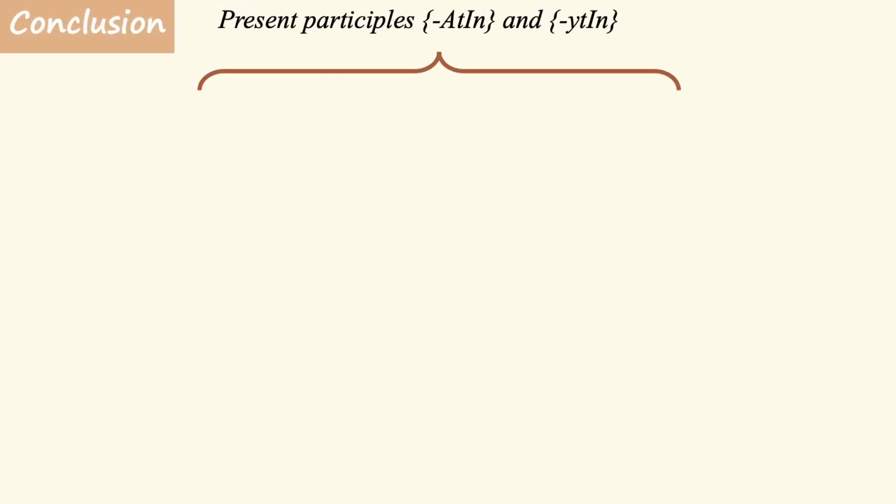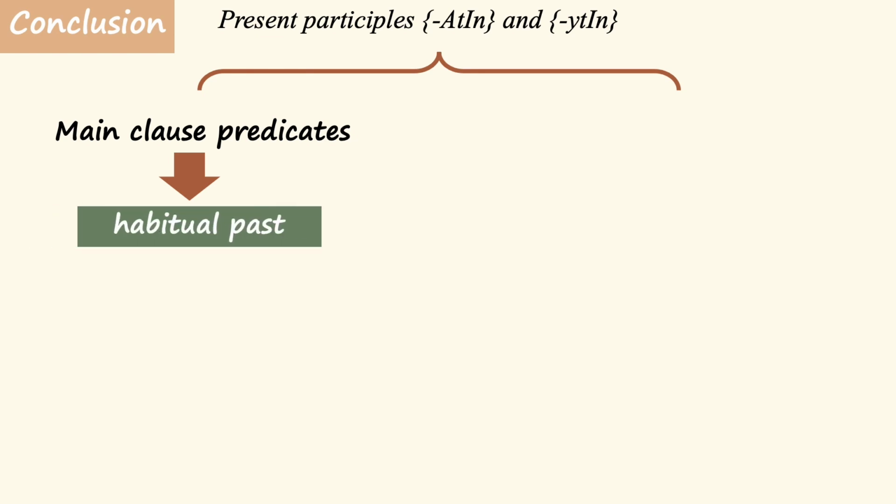To sum up, the present participles aten and eten can be used in the predicates of main clauses and the subordinate clauses. When it is used in the main clause predicates, it indicates the habitual past aspect, that the action used to happen during the past. Example, men aytatınmın, I used to sing.